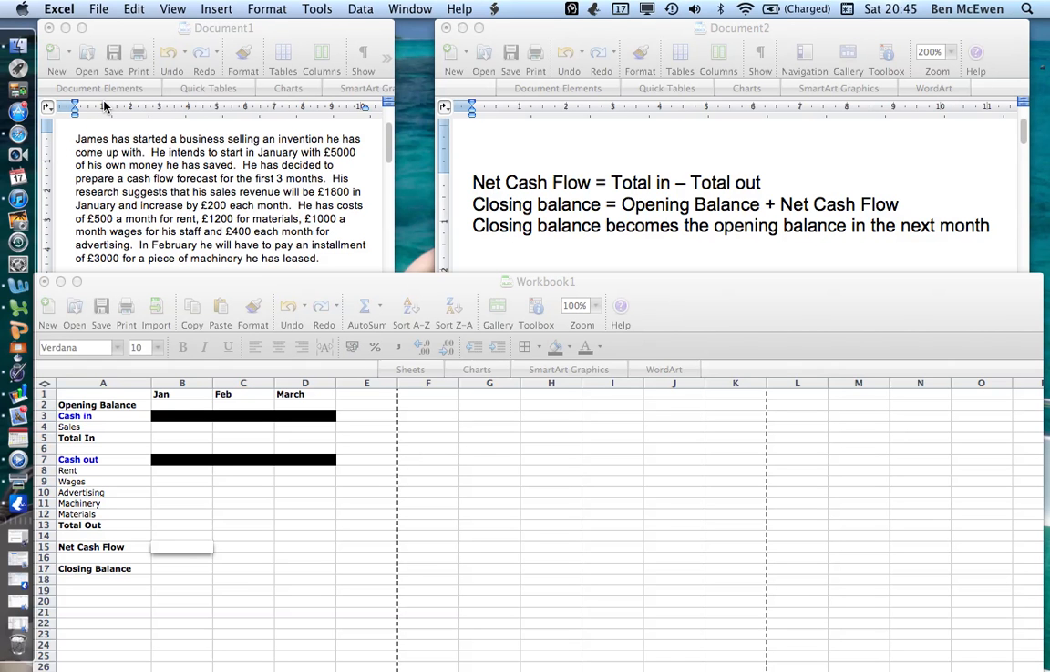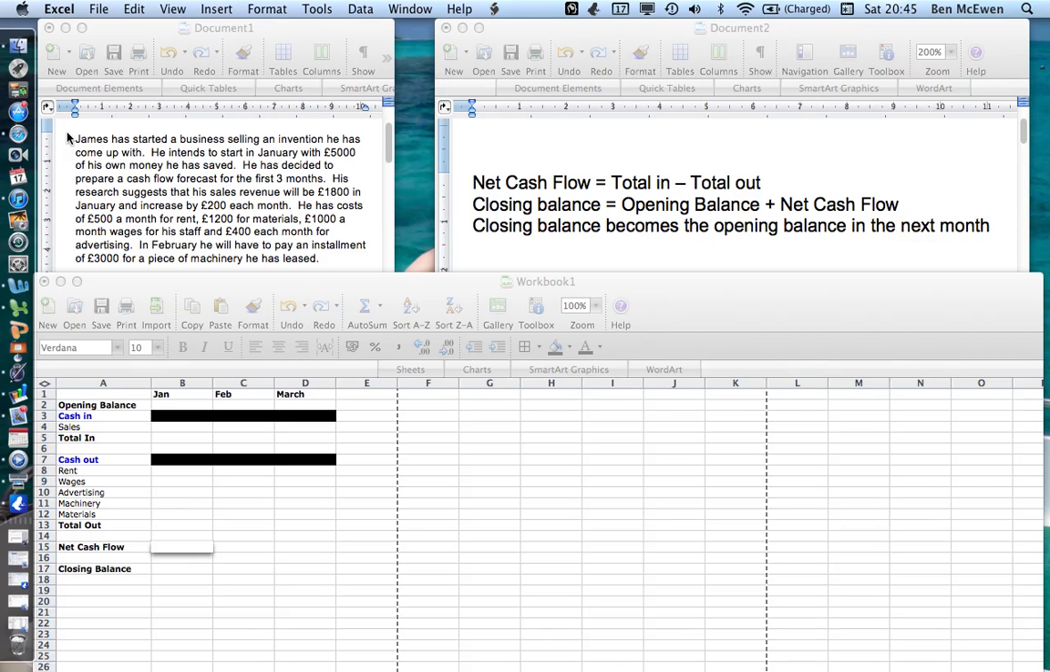This is very similar to what you will have on a Unit 1 case study if you're required to do some cash flow forecasting. So if we just go through the case study and then we'll be filling in areas here. We've just got a short 3-month cash flow forecast to complete.